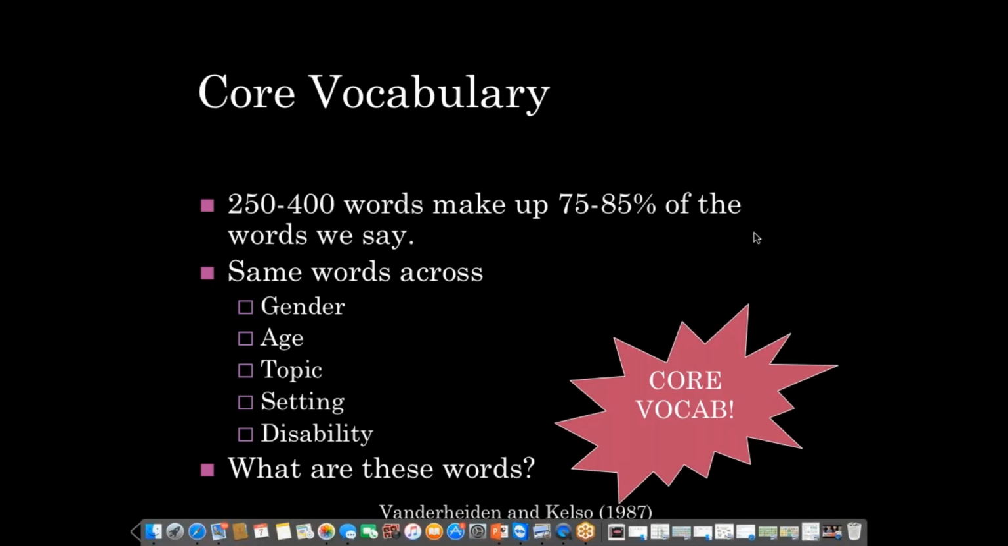Okay, so core words are also the same across gender. So whether you're male or female, your age, whether you're 3 or 80, it doesn't matter, the same words. Whether you're talking about football or math, it's the same. Whether you're at home or at school, these are the same words, and whether you have a disability.